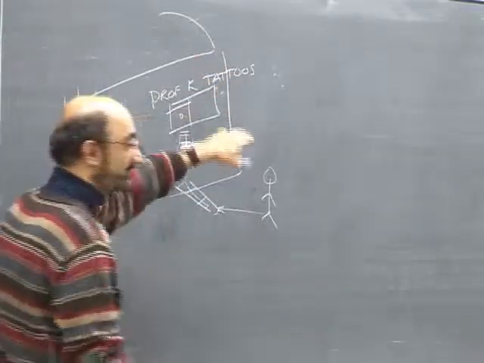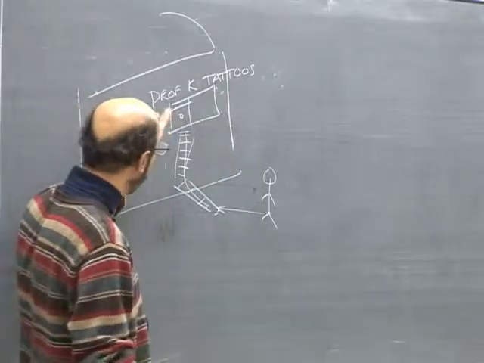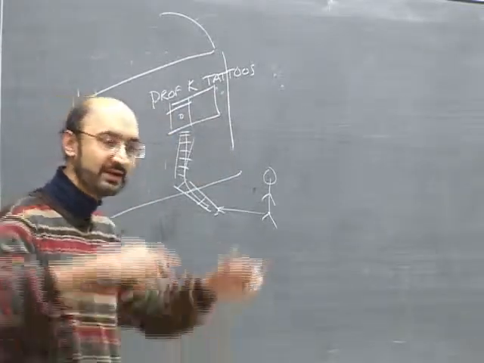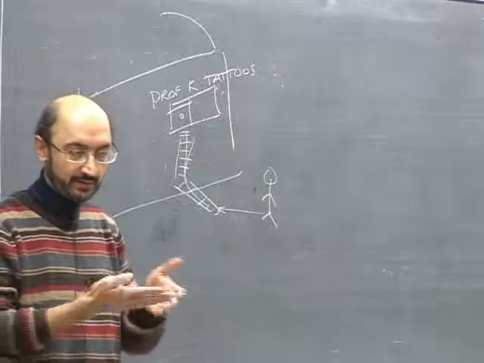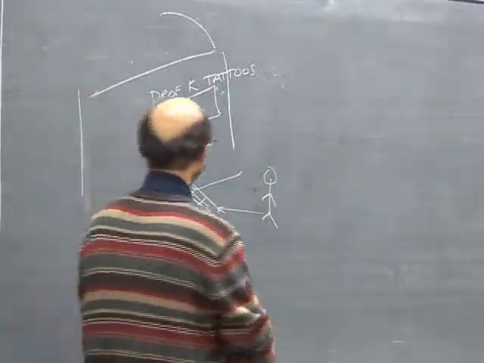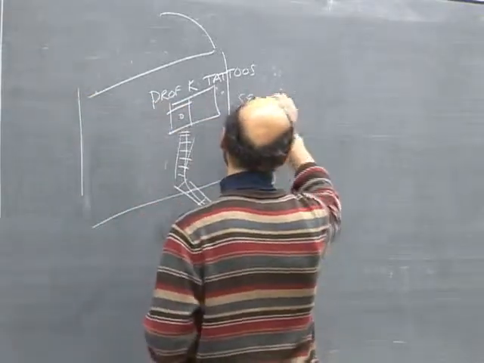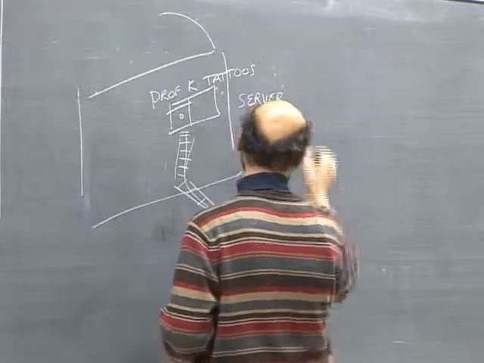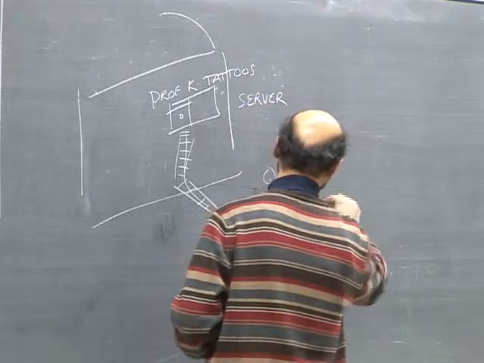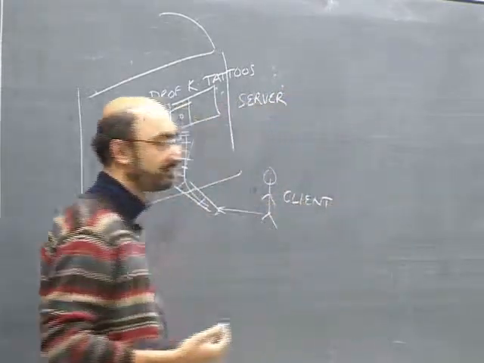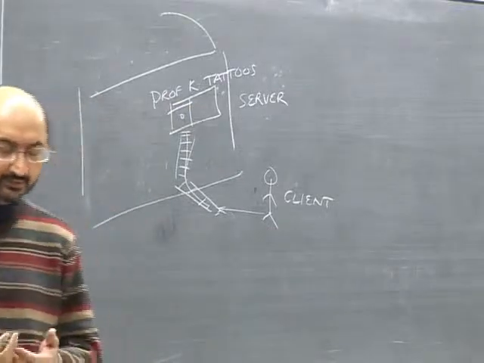Okay. So this side over here, the person who's setting up this kind of service, this is the tattoo service, is called the server side, and this side obviously is the client. Right? The client is the person who is accepting the service.